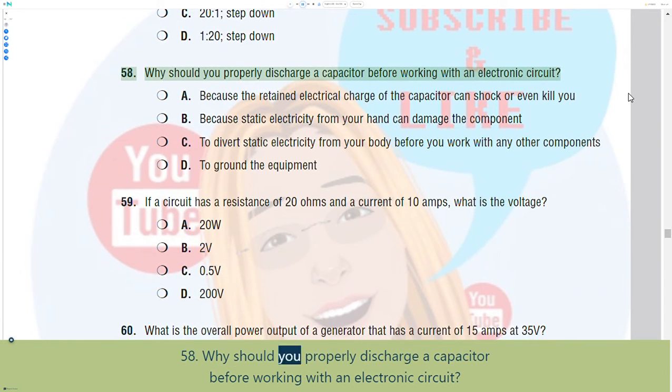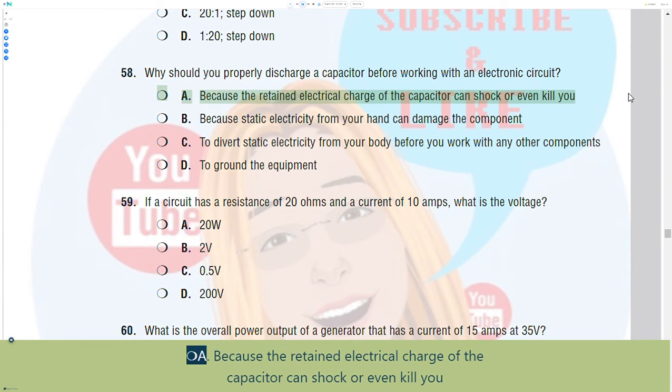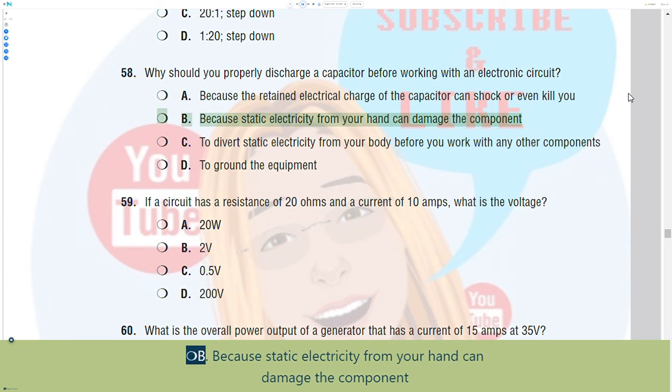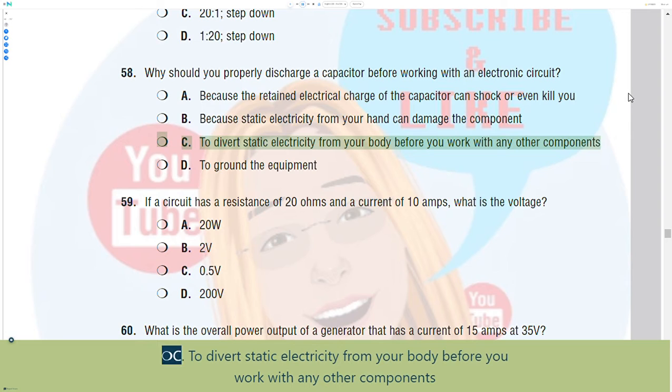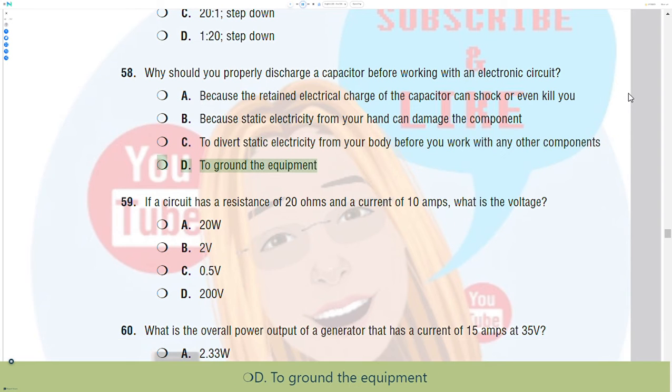58. Why should you properly discharge a capacitor before working with an electronic circuit? A. Because the retained electrical charge of the capacitor can shock, or even kill you. B. Because static electricity from your hand can damage the component. C. To divert static electricity from your body before you work with any other components. D. To ground the equipment.